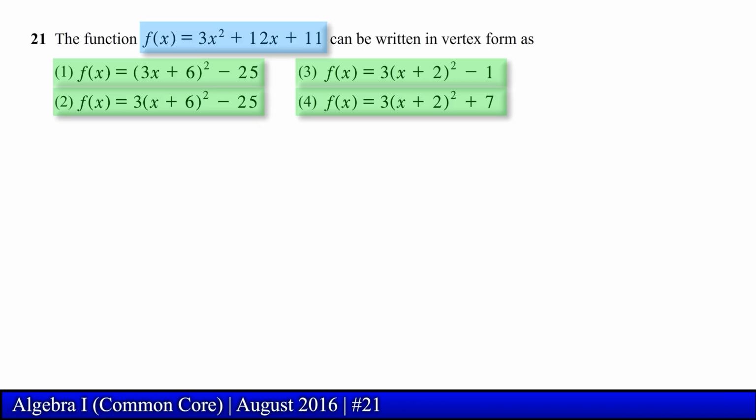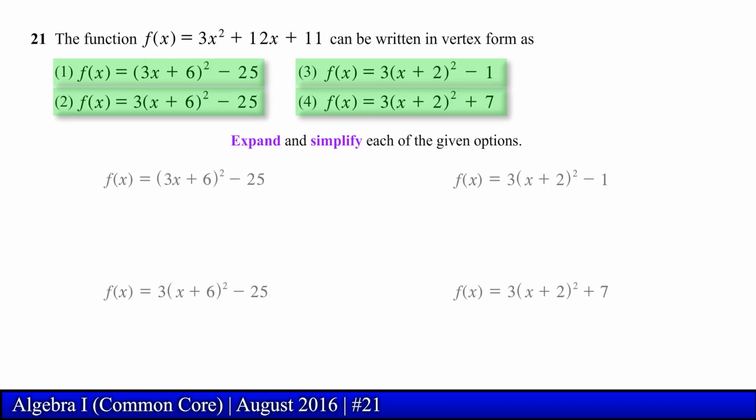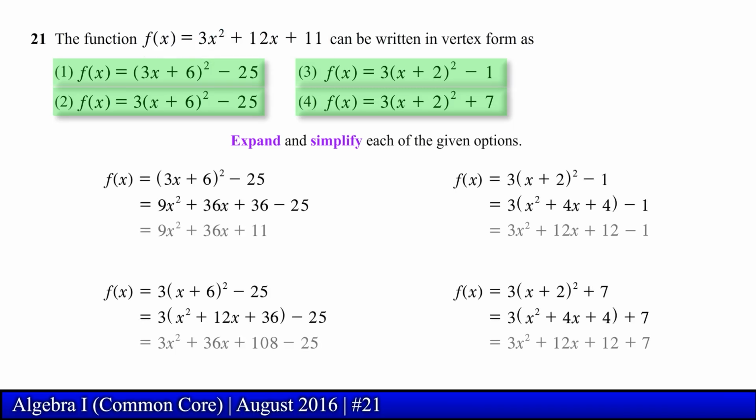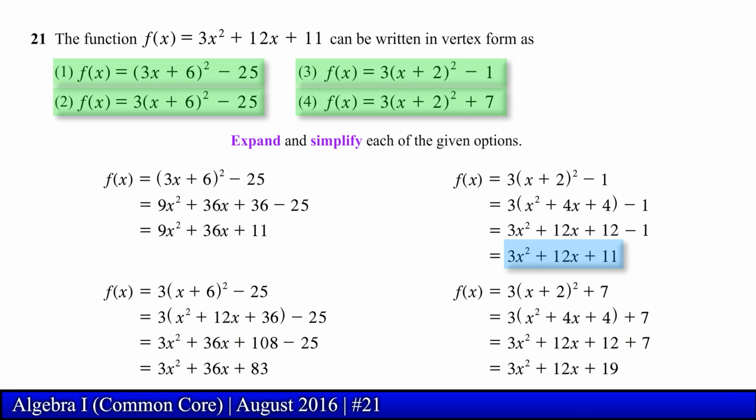We can figure this out in a couple of ways. We can expand and simplify each of the given options until we match the original function. If we are lucky, we can figure this out in one guess. If not, we might have to expand every single one of the expressions until we find a match.